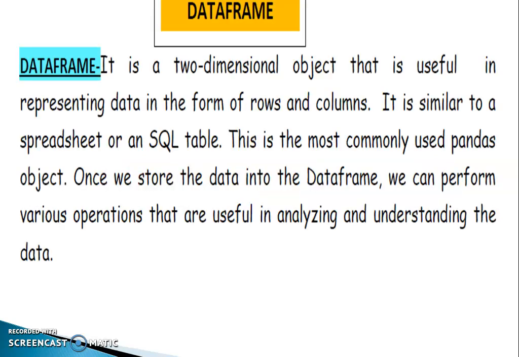You know about this data frame. It's a two-dimensional object. We can store heterogeneous data, and values and size are immutable. It is a two-dimensional object that is useful in representing data in the form of rows and columns. That is, it's like a table. It is similar to a spreadsheet or an SQL table.